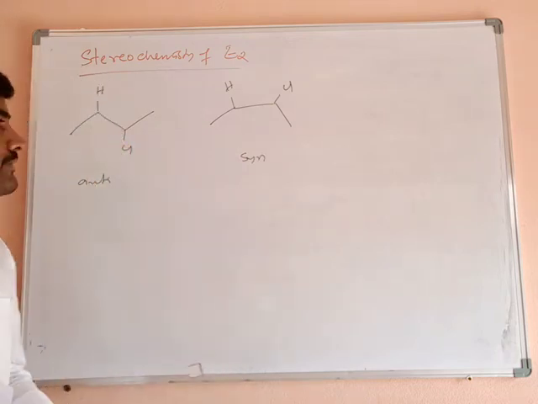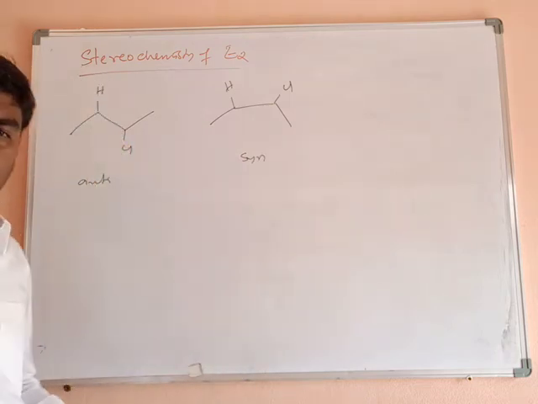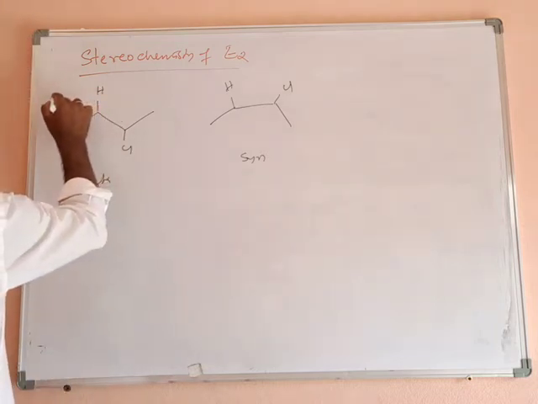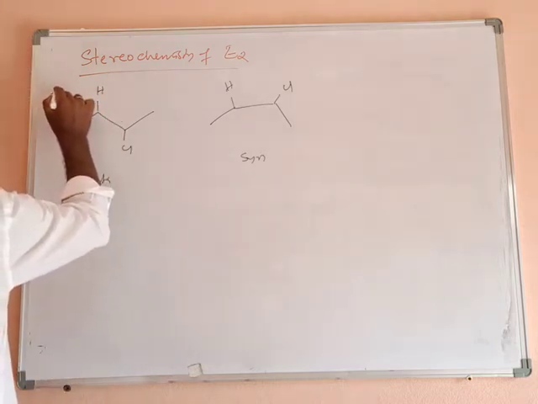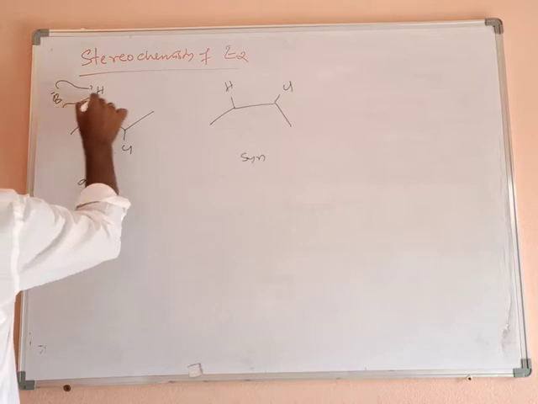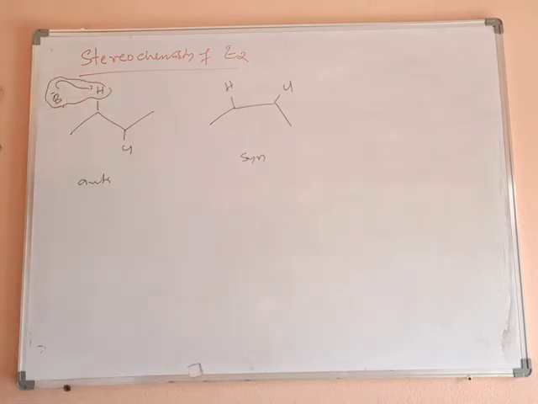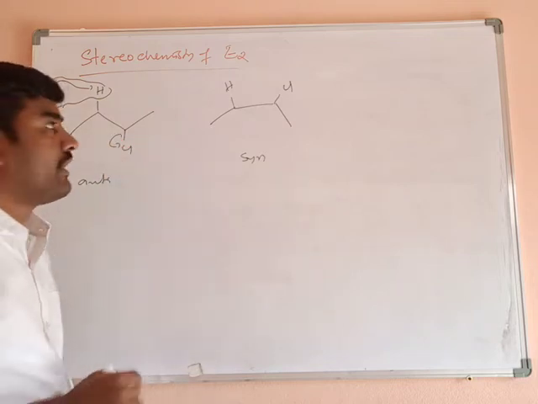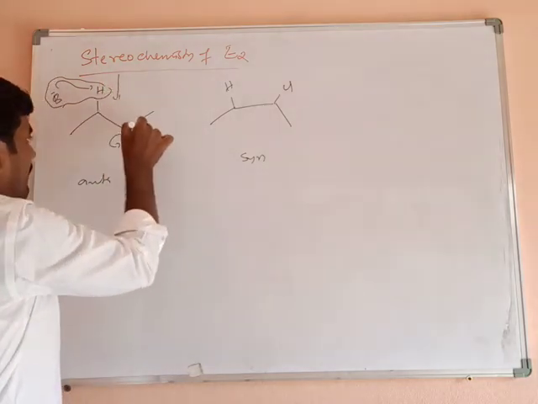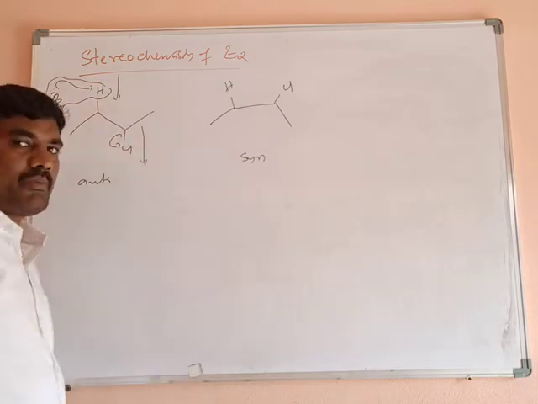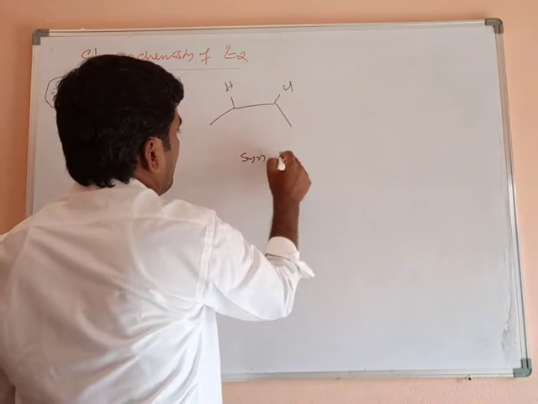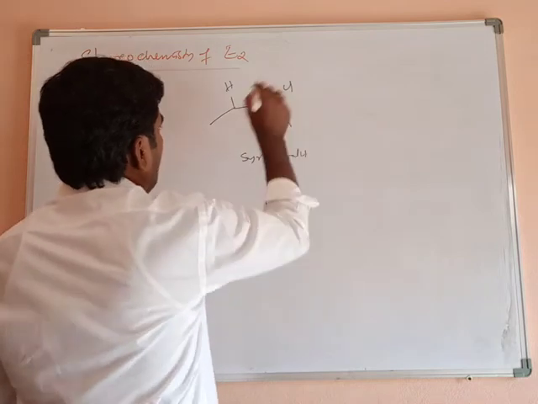Anti and syn. When the base approaches a carbon, meaning it captures the hydrogen atom, the proton, this elimination takes place. Okay, the base is coming in this direction and the halogen is leaving in this direction. Both are in opposite directions. What about in this case? Syn means parallel. Both are parallel to each other.